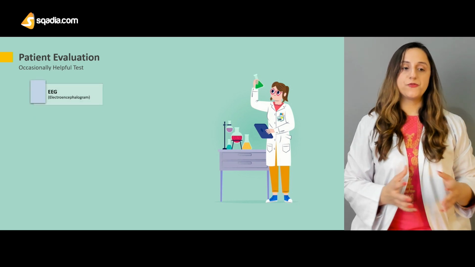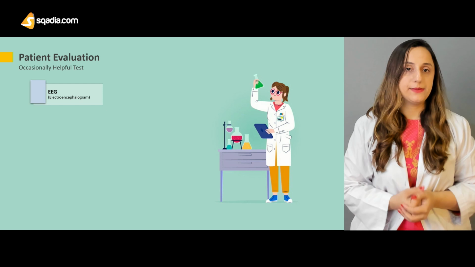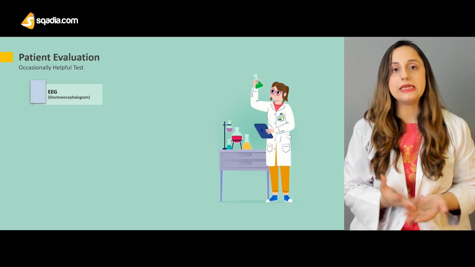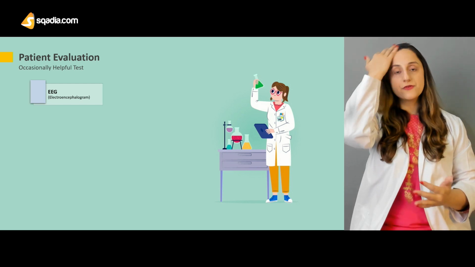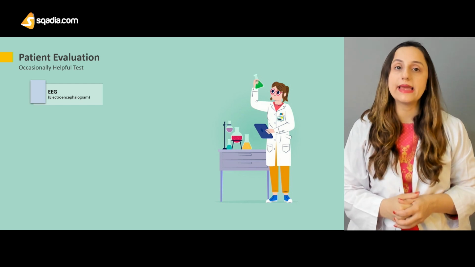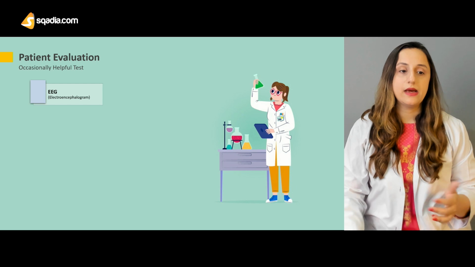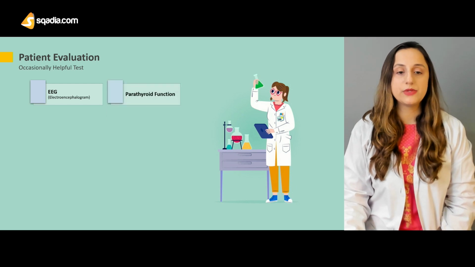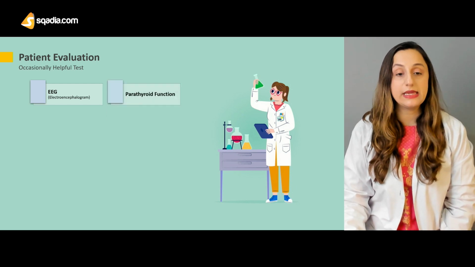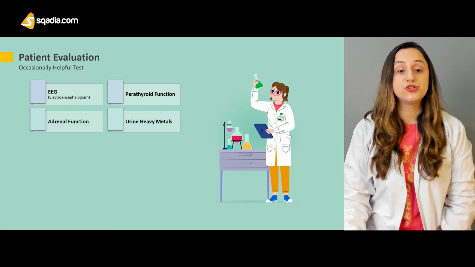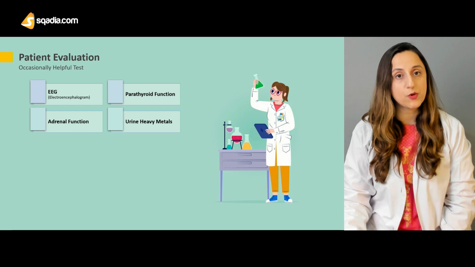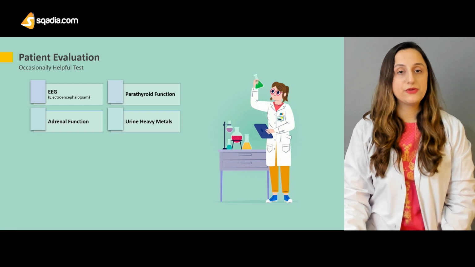We can opt for an electroencephalogram. Now, the brain waves or the EEG is going to show whether the patient is suffering from an underlying organic disorder of the brain, and these abnormalities can be looked for. Parathyroid functioning is also assessed, adrenal functioning, and urine heavy metals, because heavy metal poisoning results in memory loss as well.